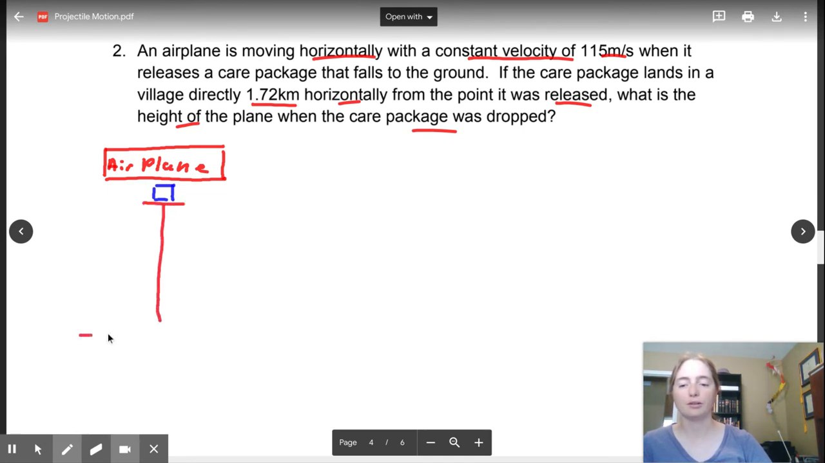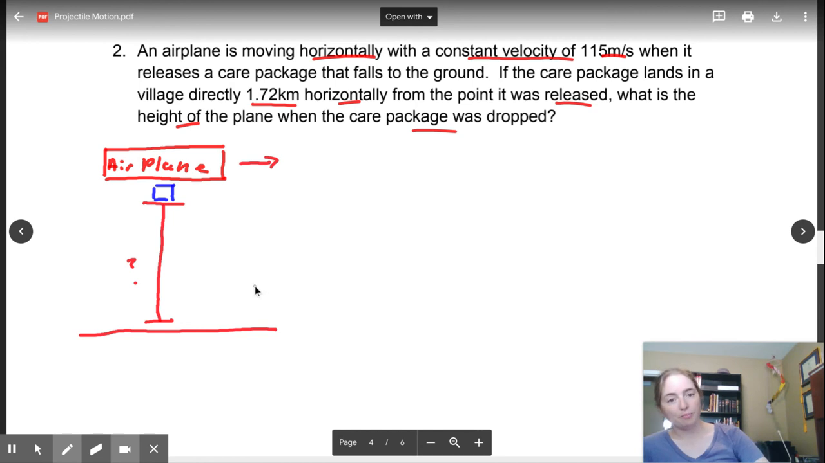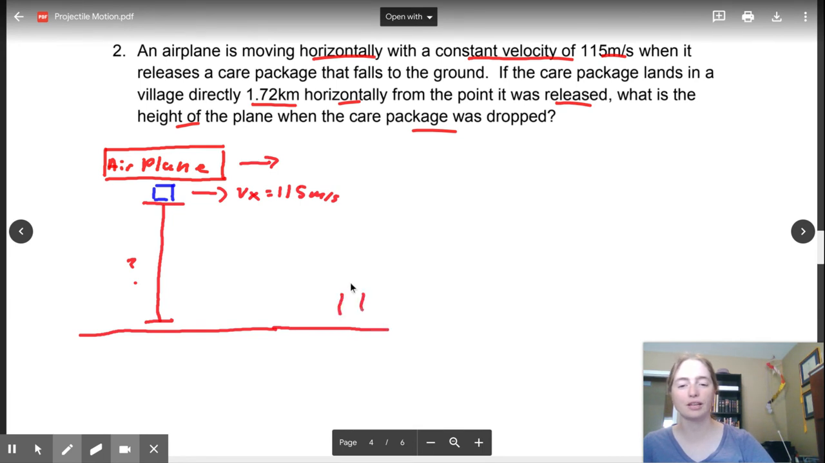Okay, so there's the ground. The airplane is going this way. That means the care package is also going this way with a Vx. This is Vx. It's on the horizontal, your 115 meters per second. Well, the village, this is not to scale, guys. There's our village. It is a horizontal distance of 1.72 kilometers.